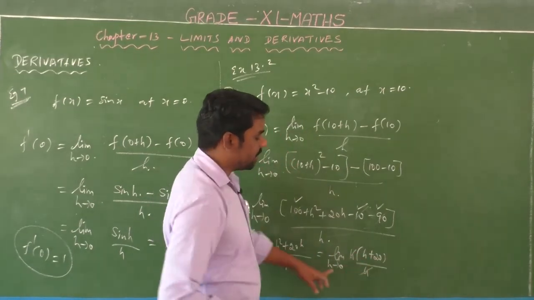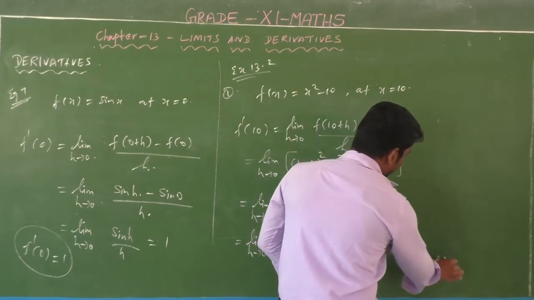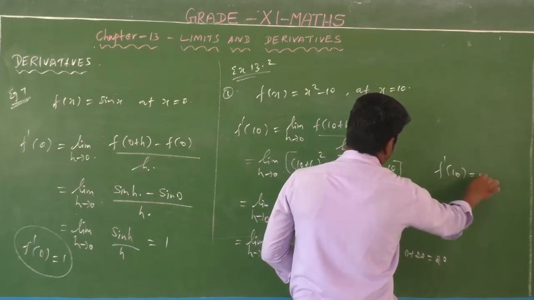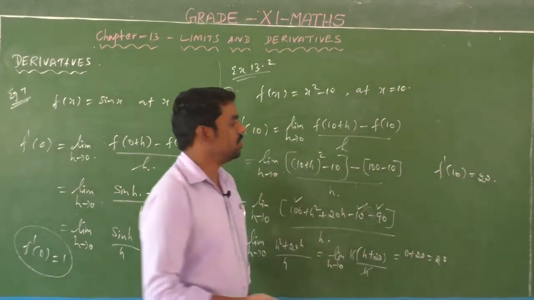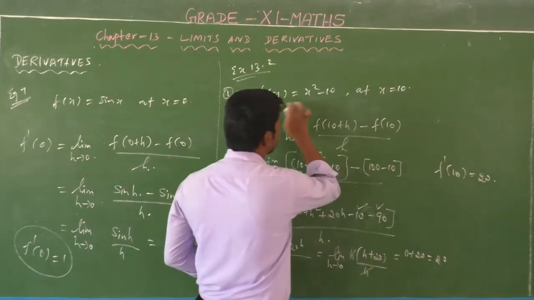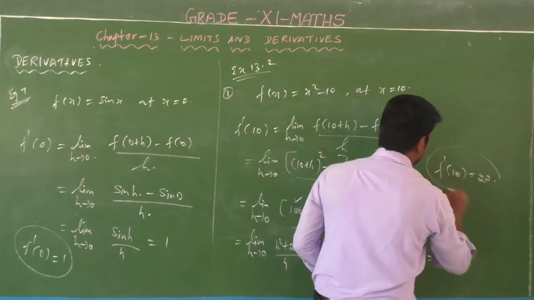So substitute the limit value 0. So 0 plus 20 is equal to 20. Therefore, f dash of 10 is equal to 20. So the derivative of this function x squared minus 10 at x equal to 10 is equal to 20. This is the required answer.